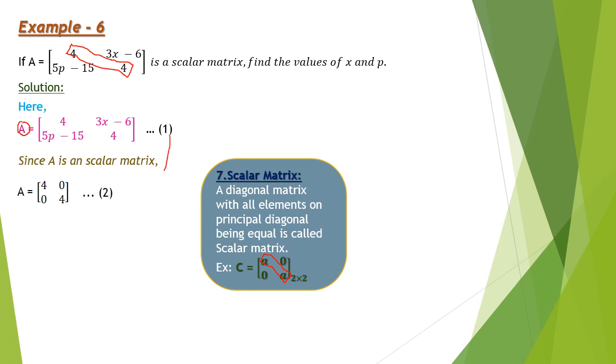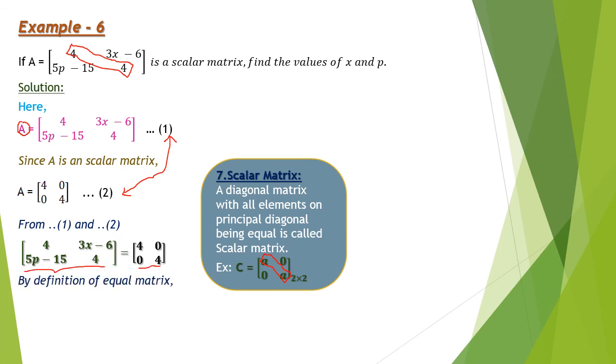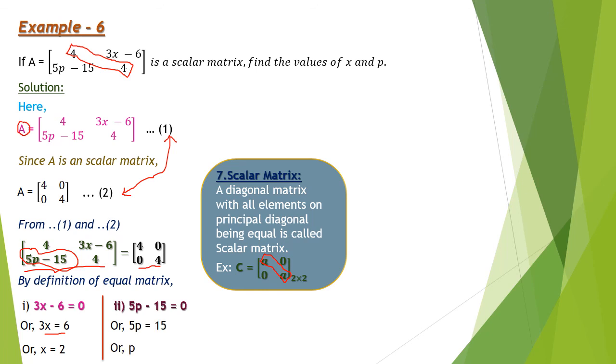As equations 1 and 2 are equal, we can equate the right hand side of both equations 1 and 2. They are equal matrices, and by definition of equal matrices, their corresponding elements are equal. 3x minus 6 is equal to 0, or 3x is equal to 6, and we can cancel, x is equal to 2. Again, second row, first column, 5p minus 15 equal to 0, or 5p equal to 15 and p is equal to 3.